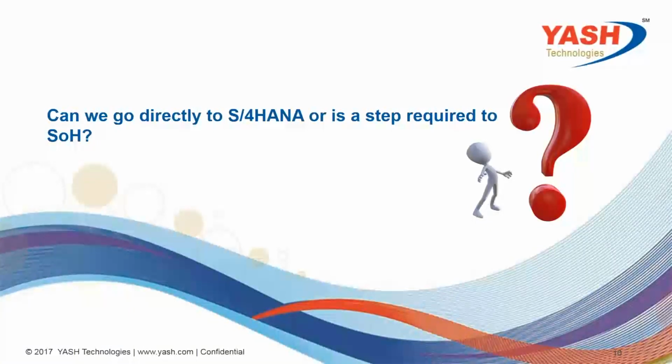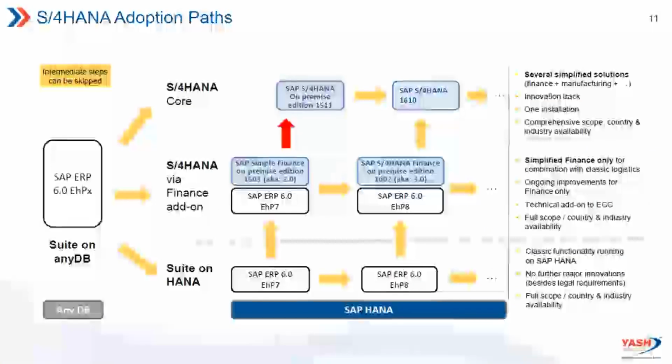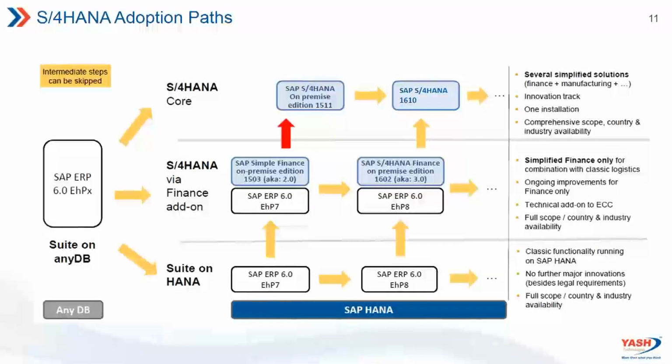But when and why would I choose a decision? So let's go and quickly see that. Here, from ECC 6.0, any enhancement pack, you can go to SOH, or you can go to SAP Simple Finance, or you can directly go to any of the digital core. So you can go straight to 1610 or even to 1709. But eventually by 2025, people have to move away from the NEDB to the SAP HANA.